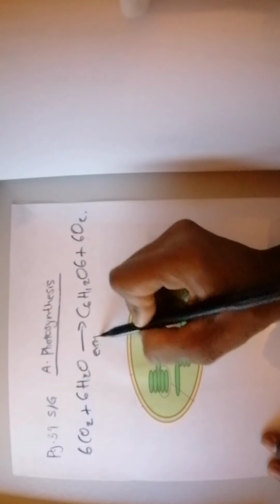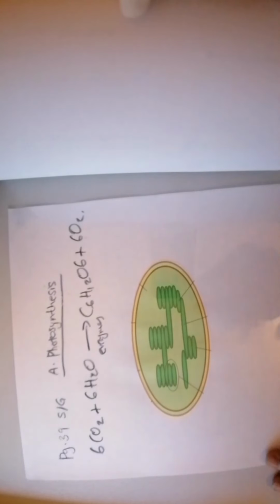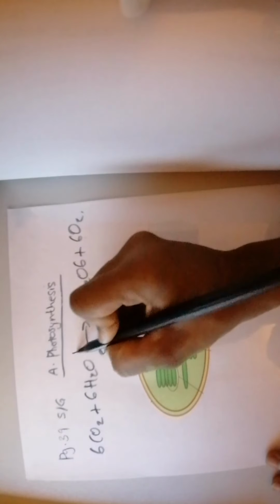We know it uses enzymes. Enzymes are biological catalysts, right? They will speed up a reaction, and the reaction they are speeding up here is photosynthesis, okay? Light plus chlorophyll. Right, taking you back to the word chlorophyll, that is a light absorbing molecule and the green pigment that is found in your chloroplast.